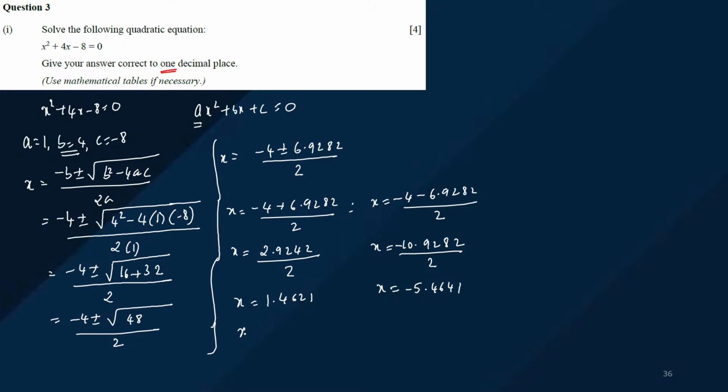So I can round it off. x is equal to 1.5, because I observe the second decimal place. If it is 5 or more, I should round up the previous digit, so that is 1.5. And over here, x is equal to minus 5.5, because the next decimal place is 6.